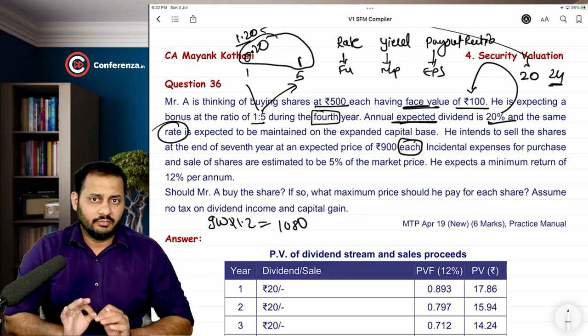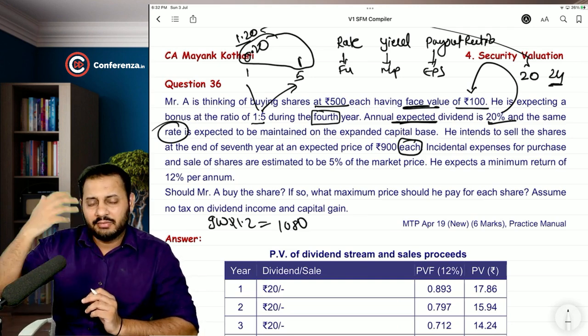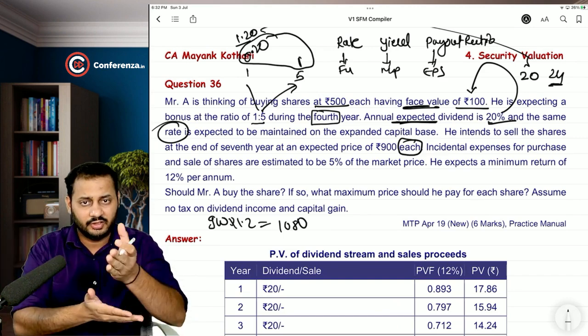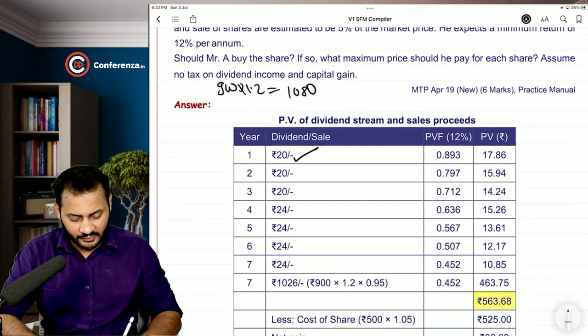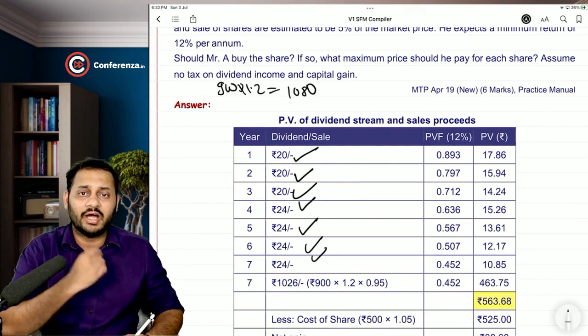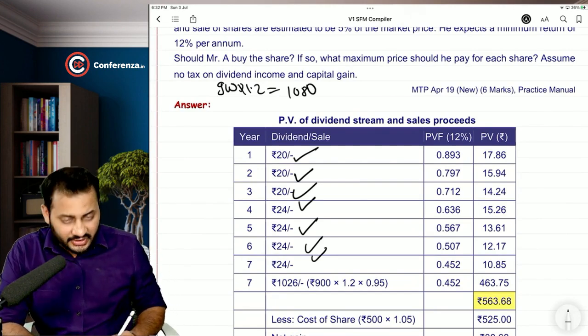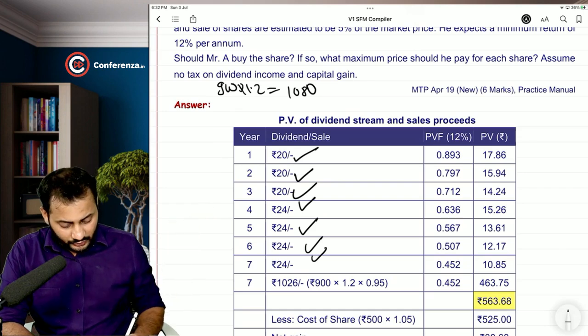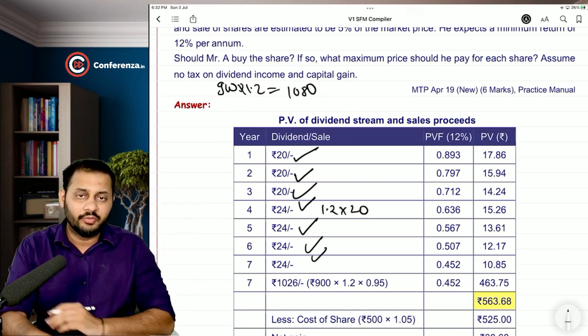Till this time, if you remember, if you can imagine the calculation and the dividend received, first year 20, second year 20. See, first 20, second 20, third 20, then 24, 24, 24, 24. Why 24? Because you received bonus share in the fourth year. So from the fourth year it became 1.2 into 20.